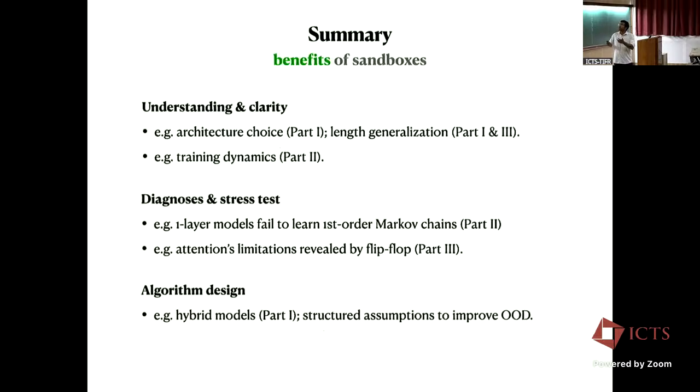And we also saw many clear insights coming from them. In part 1, we saw how the depth hierarchy is based on these complexity classes. Here we saw some kind of stress test diagnosis, right? We saw that even for the very simple scenario of learning a first order Markov chain, these models fail. And finally, we saw how we could change some structural constraints in these models to improve out of distribution generalization and so forth.